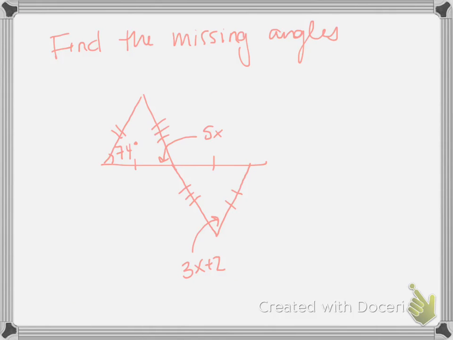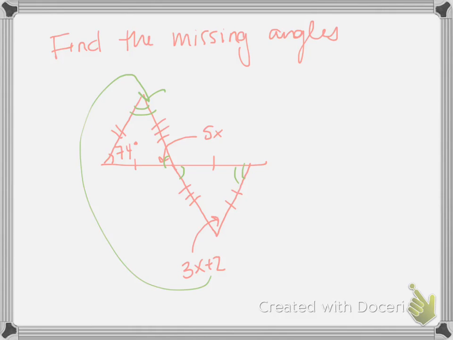Okay, find the missing angles. I have three different sides, and it looks like I have vertical angles, so that means those two should be congruent, which makes these ones congruent. So this is the same value as this up here. So that means I have all three of those in the same box.